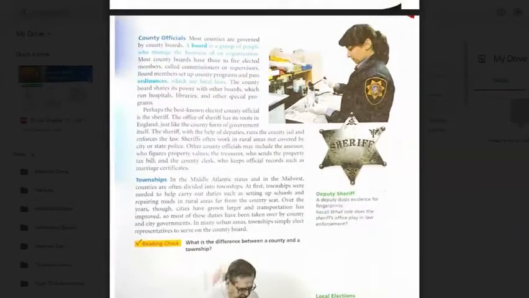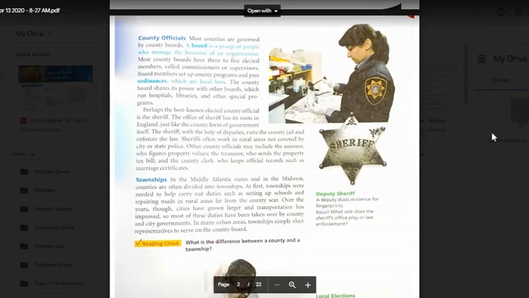County officials. Most counties are governed by county boards. A board is a group of people who manage the business of an organization. Most county boards have 3 to 5 elected members called commissioners or supervisors. Board members set up county programs and pass ordinances, which are local laws. The county board shares its power with other boards, which run hospitals, libraries, and other special programs.